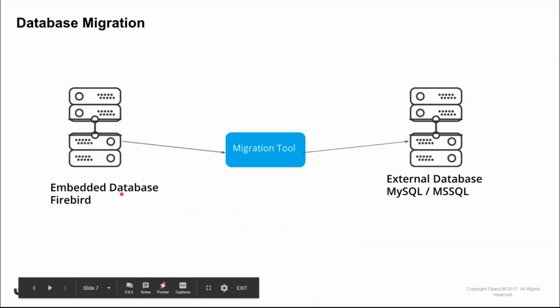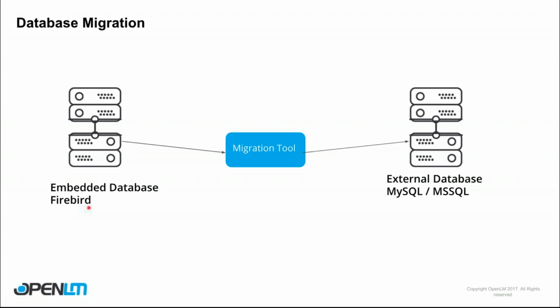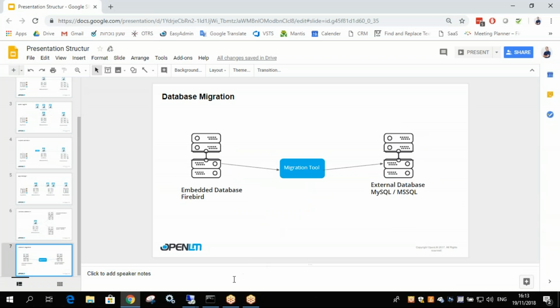The OpenLM server comes with an embedded database, which is type Firebird. Once you finish your evaluation, you would probably like to move on to an external database such as MySQL or SQL Server. So in order to do that switch, you'll need the migration tool. So let's see how it is deployed and how it is used.